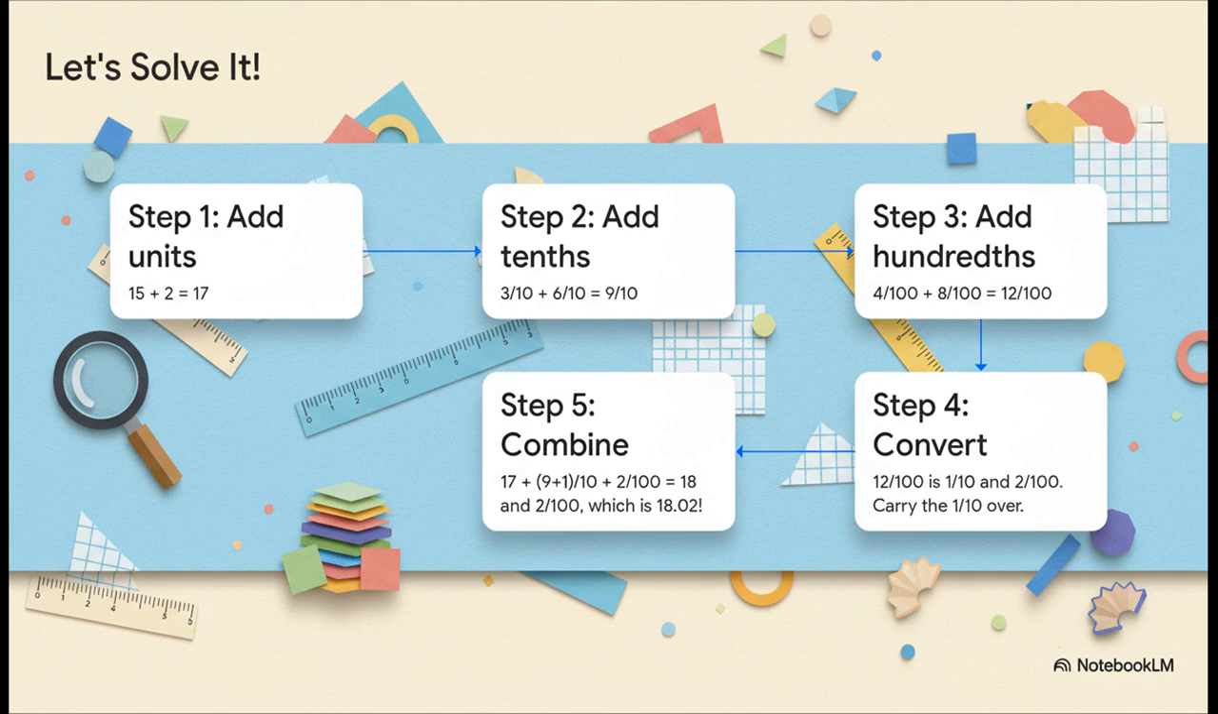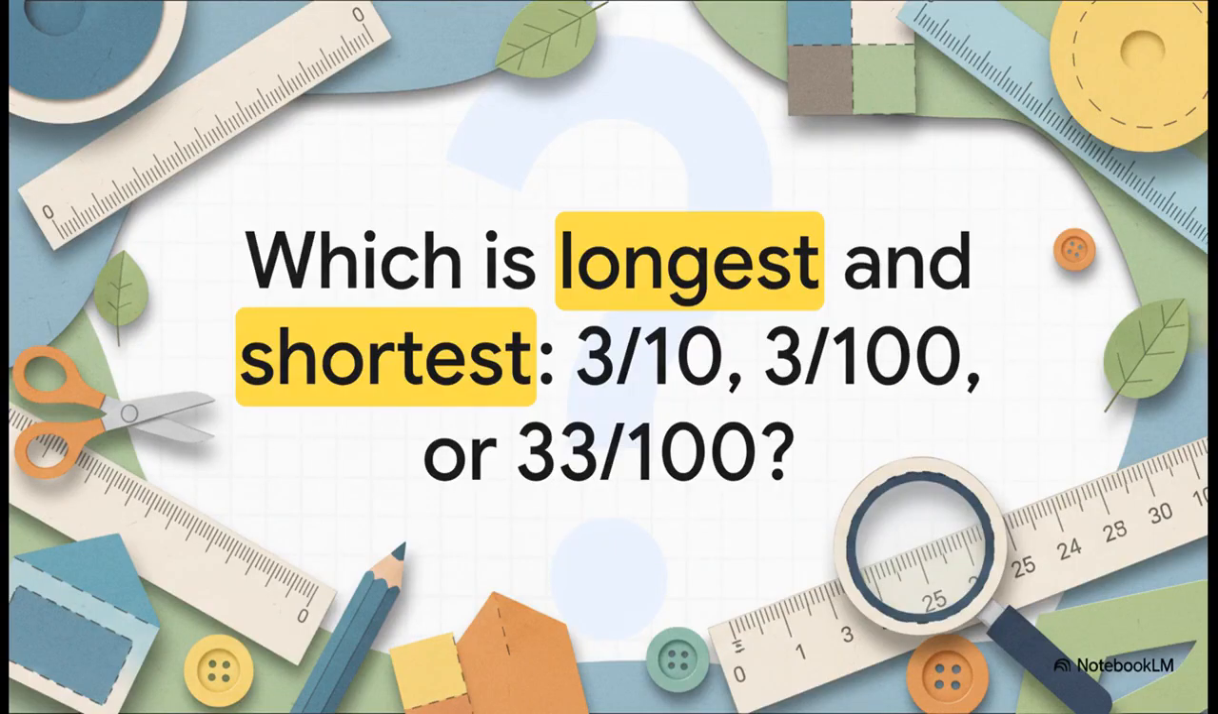That means our 9 tenths becomes 10 tenths. And what is 10 tenths? It's 1 whole unit. So we carry that 1 whole unit over to our 17, making it 18. And what's left? Just the 2 hundredths. So our final answer is 18 and 2 hundredths, which we write as 18.02. Amazing work! All right, one last challenge for my brilliant students.